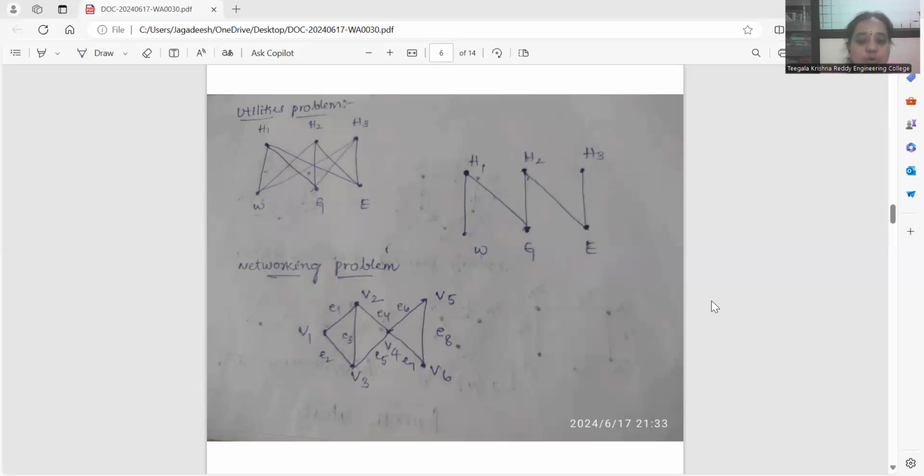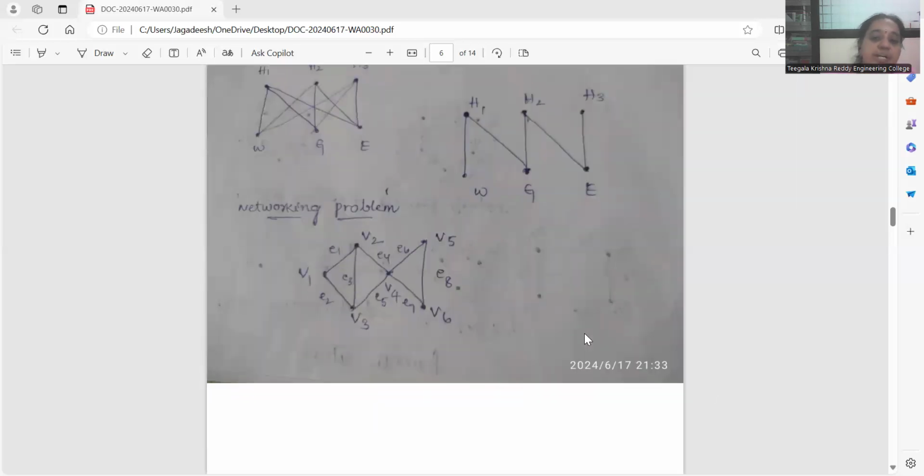So for H1 also, from outside of the plane, we can give the facility of electricity. From H2 also, from the right side, we can give the electricity. But coming to H3, without any intersection of edges, we are unable to provide the facility of either water or gas. So this is called the 3 utilities problem, where there is no solution.